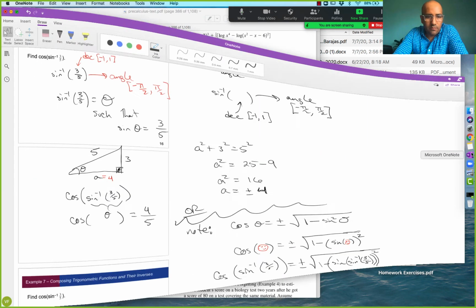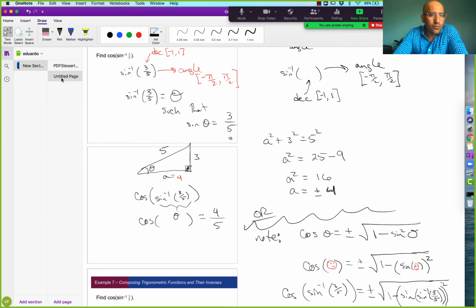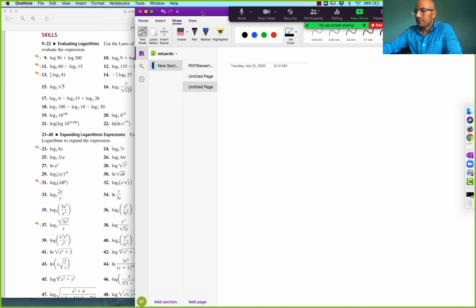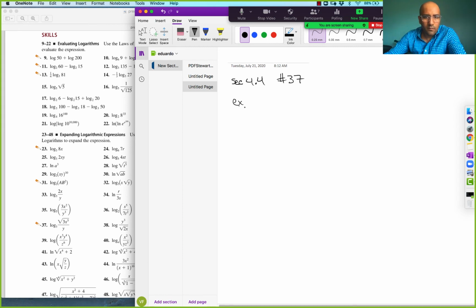Okay, so let's make some space over here. Seven says expand log base 3 of root 3x to the 5th power over y.